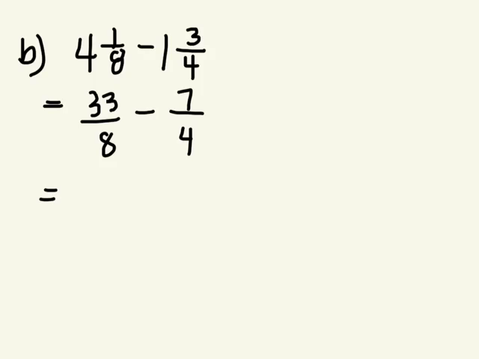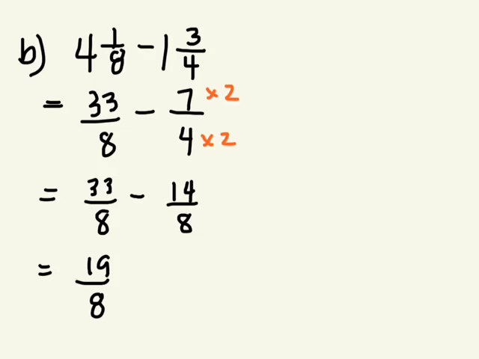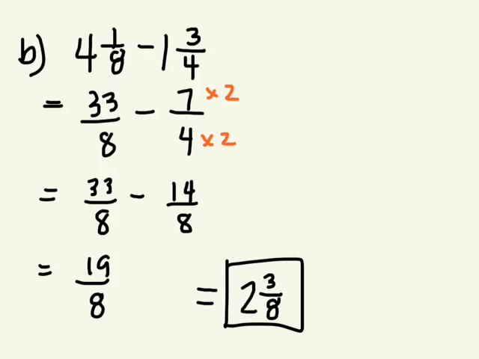Okay, what is the common denominator here? Yep. We have 33 over 8 minus, multiply this by 2, multiply this by 2, 14 over 8, good. 33 take away 14, 19 over 8, and in lowest terms, what is the final answer? Raise your hand, please. Final answer in lowest terms. 2 and 3/8. Raise your hand if you got this as your answer.